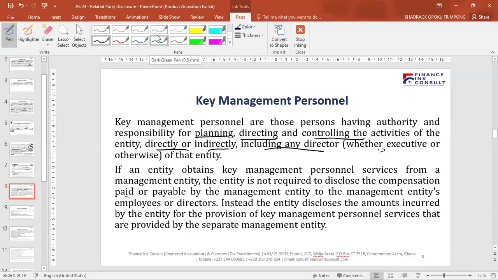It has to be disclosed separately. Yeah, so a transaction that transpires between directors and the organization is considered as what? Related party. But a transaction that transpires between entities with a common director is not considered as what? Related parties. Please, do we get it?